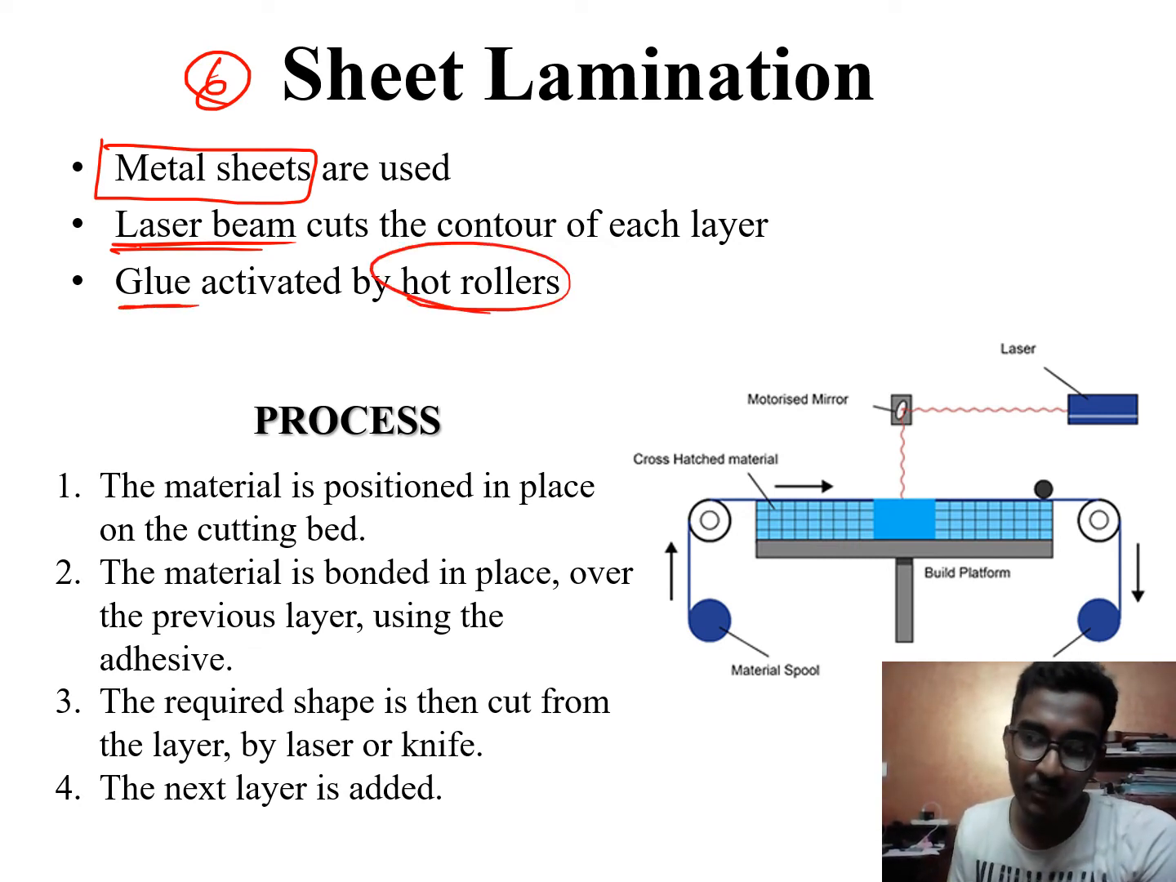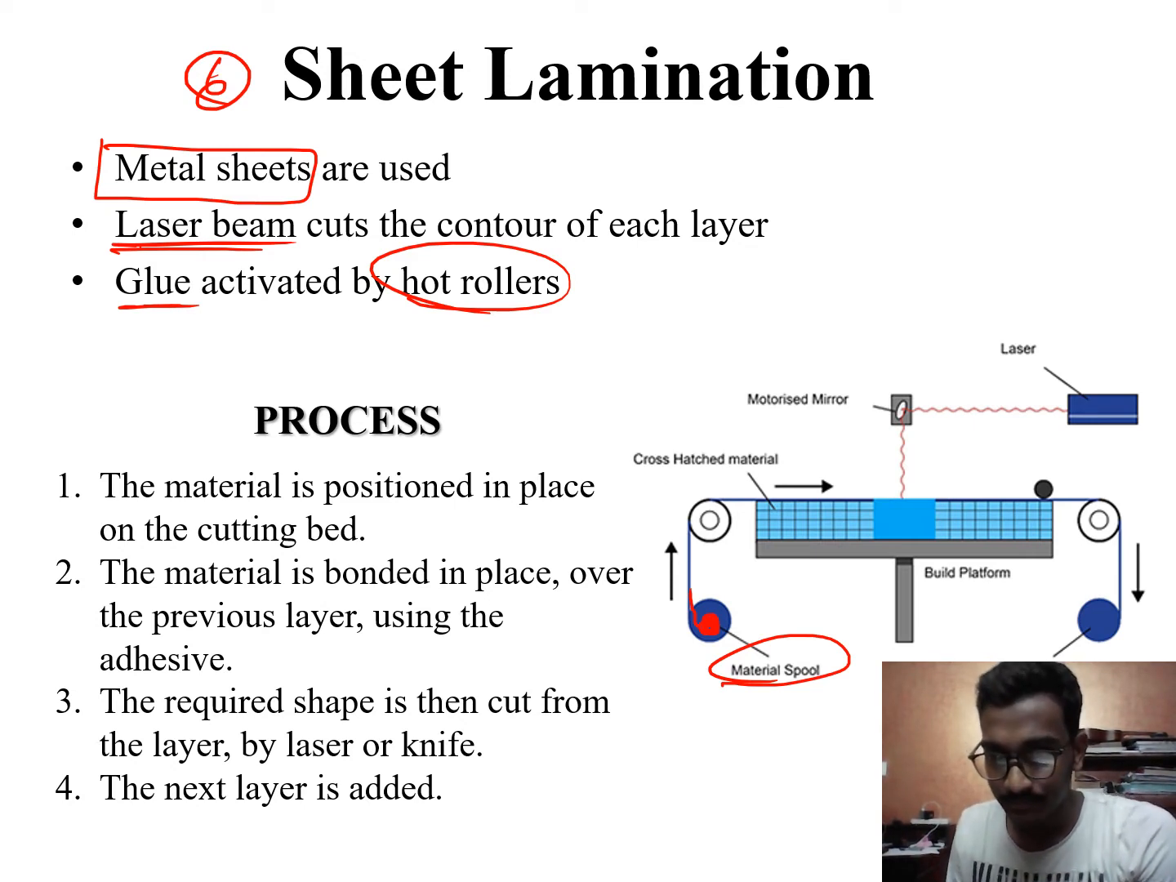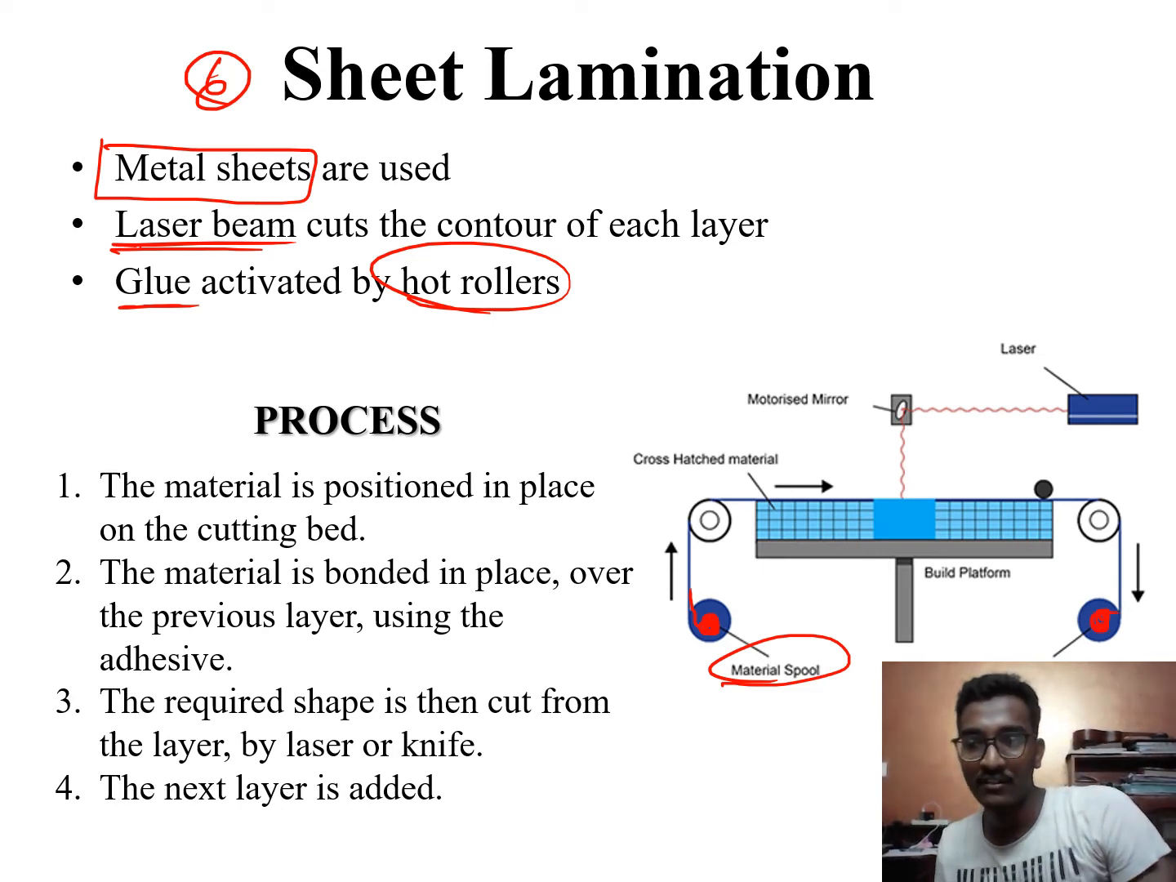So let us see how exactly this works. The process is really simple. The material is positioned on the cutting bed, as you can see right here. There is a material spool which goes above, and there's a laser with a motorized mirror that heats up here. The rest comes over here. This is called the used materials pool, and we can use it again here.